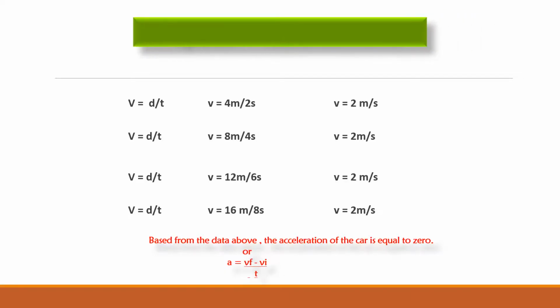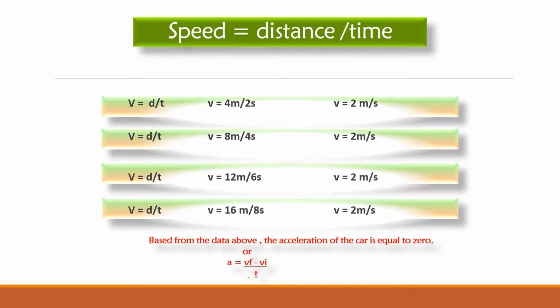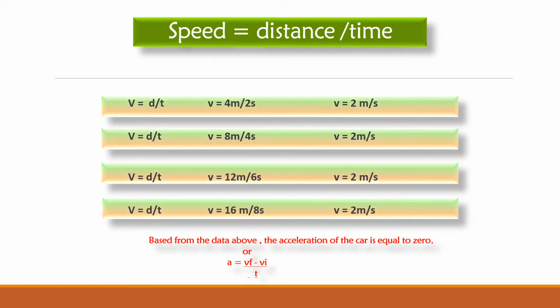The speed of the car every 2 seconds can be calculated using the formula speed is equal to distance divided by the time. So, the calculated value of the speed of the car is always equal to 2 meters per second. If the speed of the object does not change, or if it is constant, what will be the acceleration?